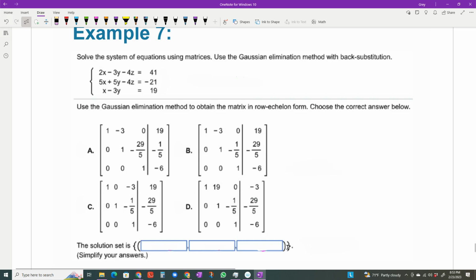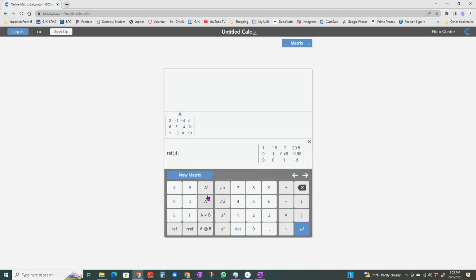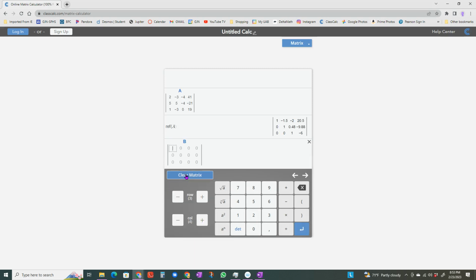So I wanted to point this out to you because just like when I did it by hand, y'all, this has a coefficient of 1. So it looks like they have put this row up here, and so they just switched these 2 rows. So I'm going to go back here and hit enter to get rid of that. And I'm going to make a new matrix B, and I'm going to switch those 2 rows.